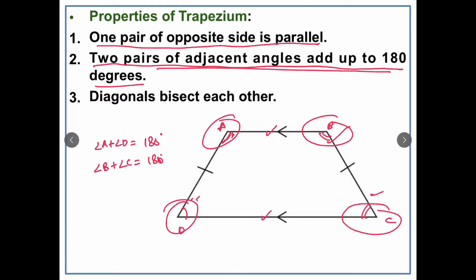Okay, then we have the third property, which is diagonals bisect each other. That means when you draw the diagonals of this trapezium, they will bisect each other.